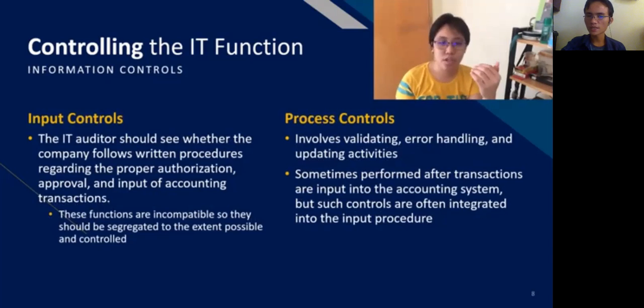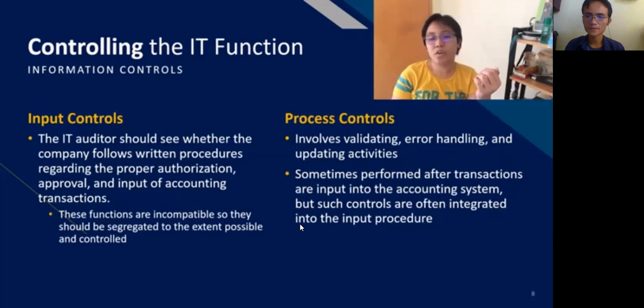Oh, by the way, you can notice here the word controls. A while ago, those were the security controls, now the information controls, as well as the database and the output controls. So of course, for the input controls, the IT auditors should see whether the company follows written procedures regarding the proper authorization, approval, and input of accounting transactions. These functions are incompatible, so they should be segregated to the extent possible and controlled.